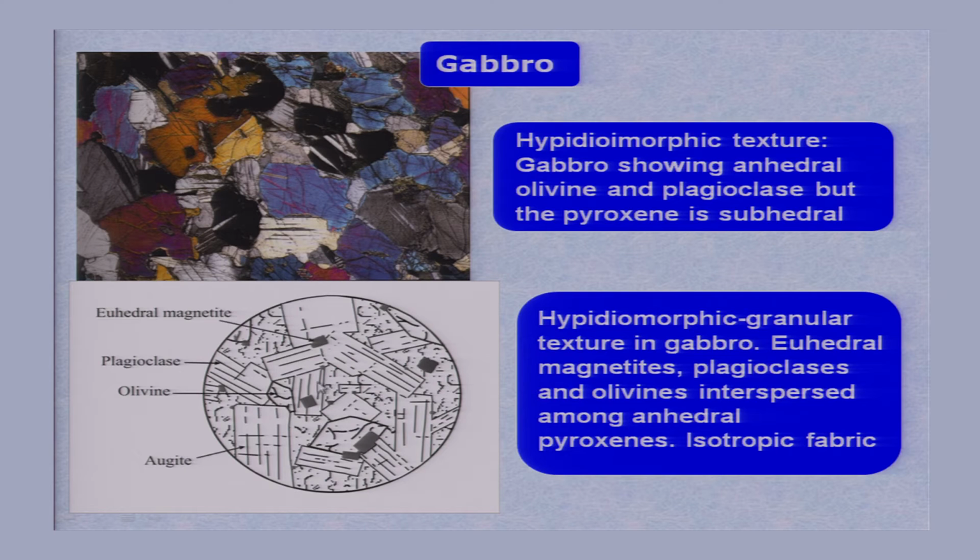Euhedral magnetite. This is magnetite, well developed. All the four faces of the magnetite are very well developed here. Plagioclase and olivine are interspersed among anhedral pyroxene, with an isotropic fabric.